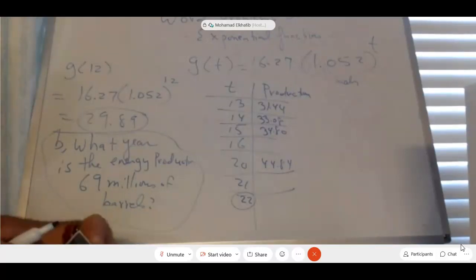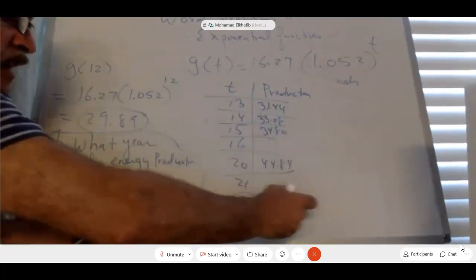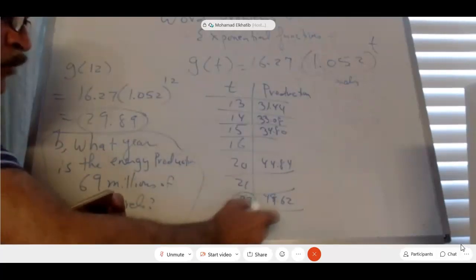1.05 to the power 22 times 16.27. I got 49.62. So it looks like I'm going to go all the way to 26 now.